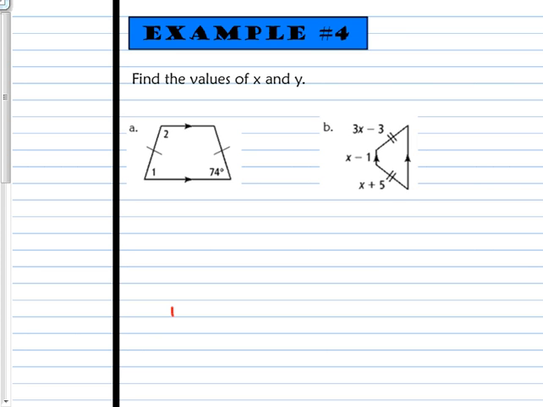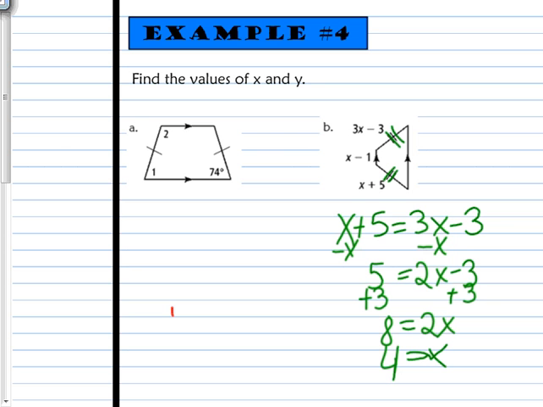Let's look at example B. We need to find x. I have 3 things that x equals. However, I notice that this side is congruent to that side. So I can set up those measurements as congruent to each other. x plus 5 is equal to 3x minus 3. And now all you're doing is solving for x. Go ahead and please pause the video and solve for x. Okay, you solve the equation and you get x equals 4.